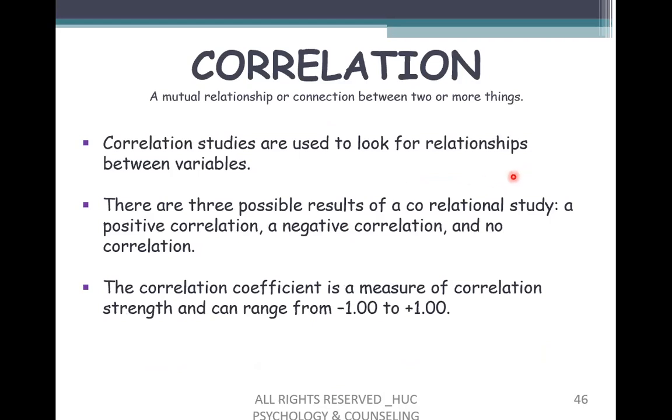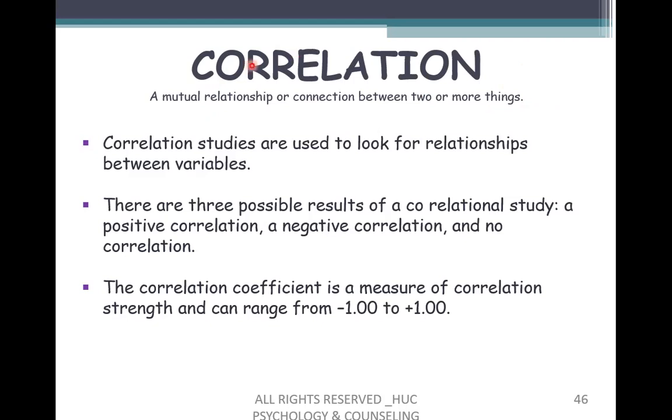Correlation. Correlation means a mutual relationship or connection between two or more things. Okay, so correlation, we can actually divide it into two by putting a dash here, right? So correlation means a mutual relationship or connection between two or more things.